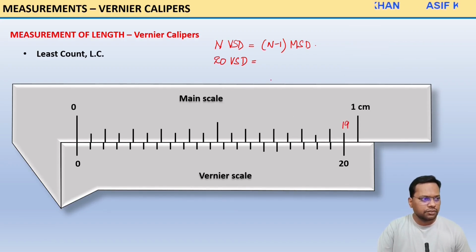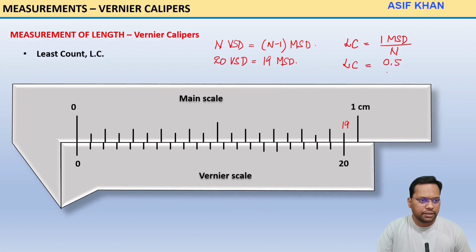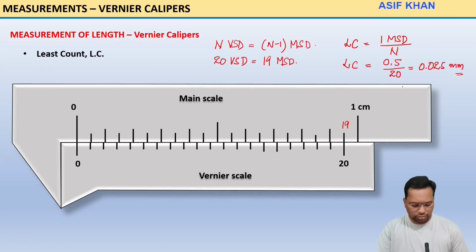Okay, so therefore it is equal to 19 main scale divisions. Now we calculate the least count. The formula for least count is what? The least count is equal to 1 main scale division divided by the total number of vernier scale divisions. Therefore, least count is equal to 1 main scale division, it is 0.5 mm, divided by the total number of vernier scale divisions, they are 20. Therefore, it is equal to 0.025 millimeter. Now we see the second example.